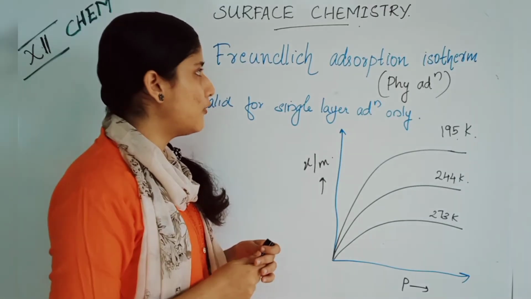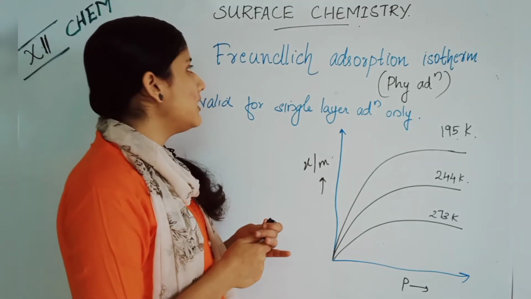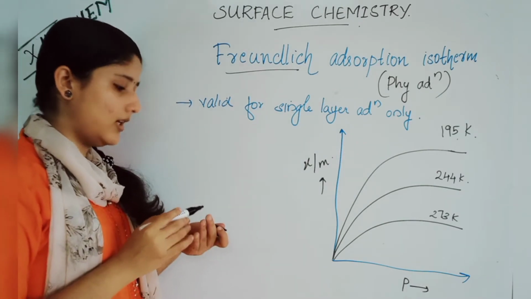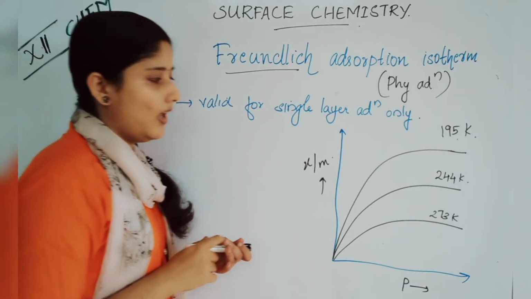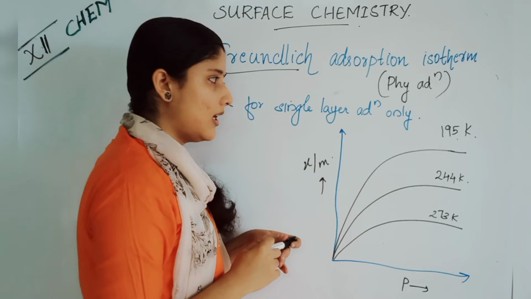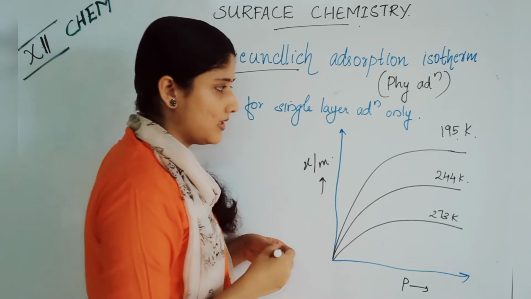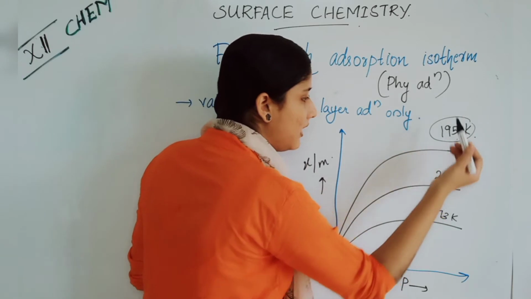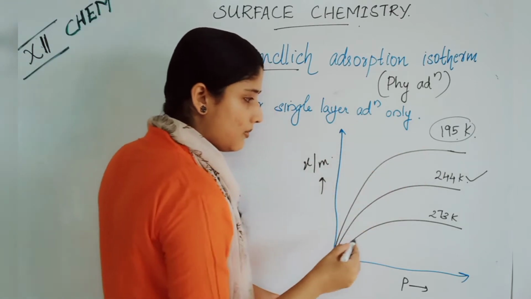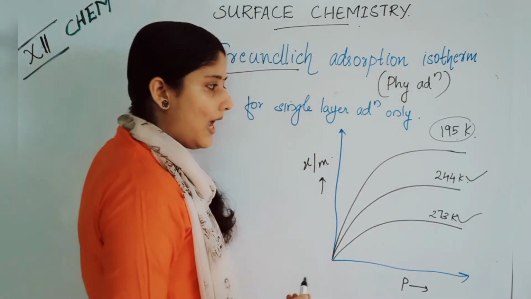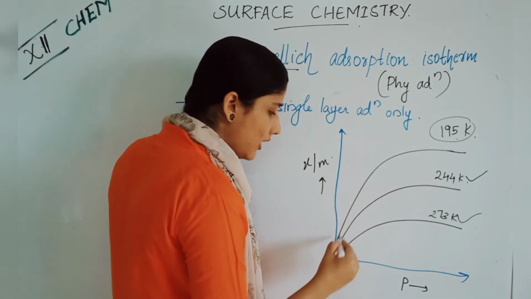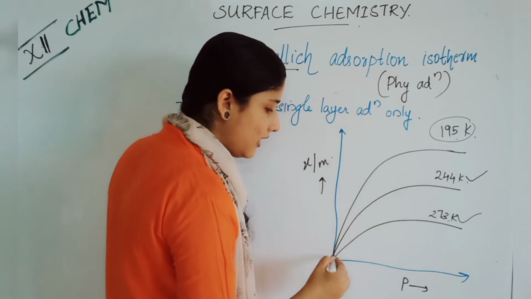Now we can study about the Freundlich adsorption isotherm. Freundlich is a scientist, and he conducted experiments and plotted a graph between x by m and pressure, that is adsorption isotherms at different temperatures. First he did with 195 Kelvin, then 244. Keeping the temperature constant, he did the experiments. What we can see from this graph? As the temperature increases, the extent of adsorption decreases. At 244 he got this curve, and at 273 Kelvin he got this curve.